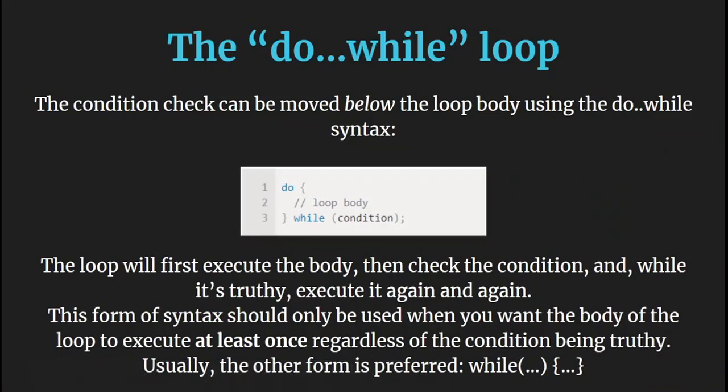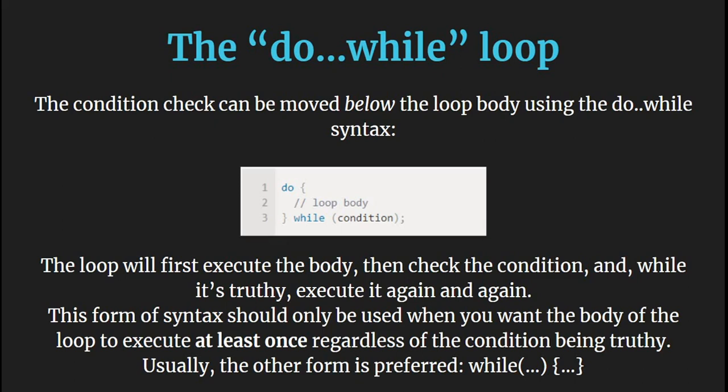Now I told you there are a few variations of the while loop as well. There are two kinds of while loops, that is do while and while do. Now what is do while? Do while is nothing but the condition being moved below the loop body. That means the function first performs the task and then checks the condition. This is what is called the do while loop.